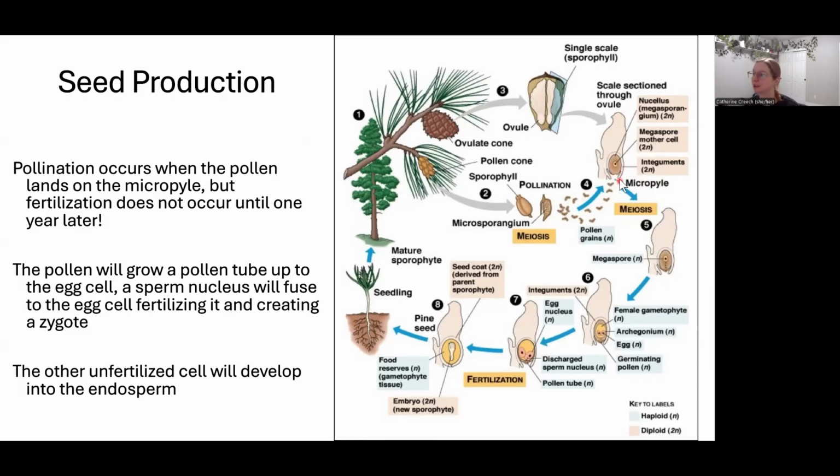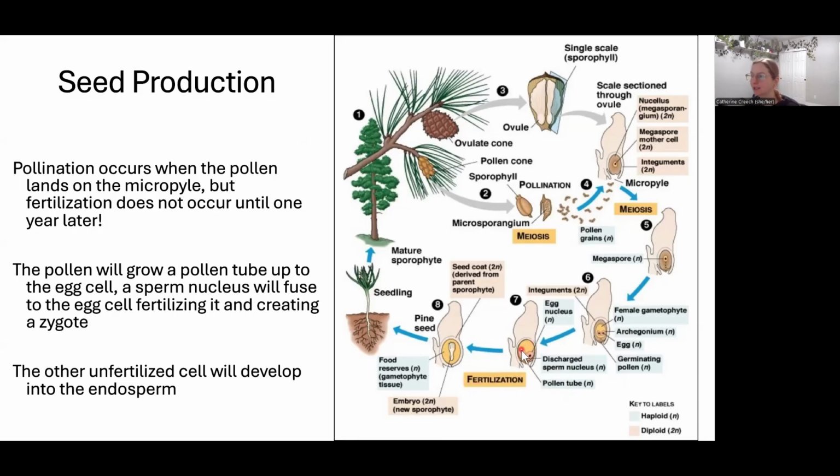So over the course of a year, the pollen sits there, and when it's ready, we're going to skip down here. This pollen that has landed on the micropyle will start to germinate. By germinating, it's going to produce a tube. That tube is called the pollen tube. That pollen tube grows up toward the egg, and one of the sperm nuclei, the haploid nuclei from the pollen, is going to fertilize the egg. So that's our fertilization event.